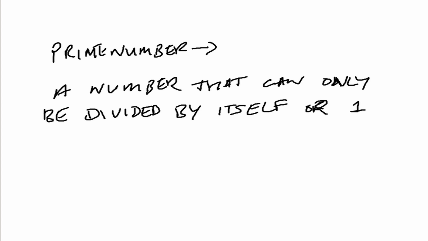Let's just quickly remind ourselves of what a prime number is. A prime number is a number that can only be divided by itself or 1. Let's give you an example. Let's take the number 5. So let me just get the marker pen out. You've got 5 here. That's the same as 1 times 5 or 5 times 1.